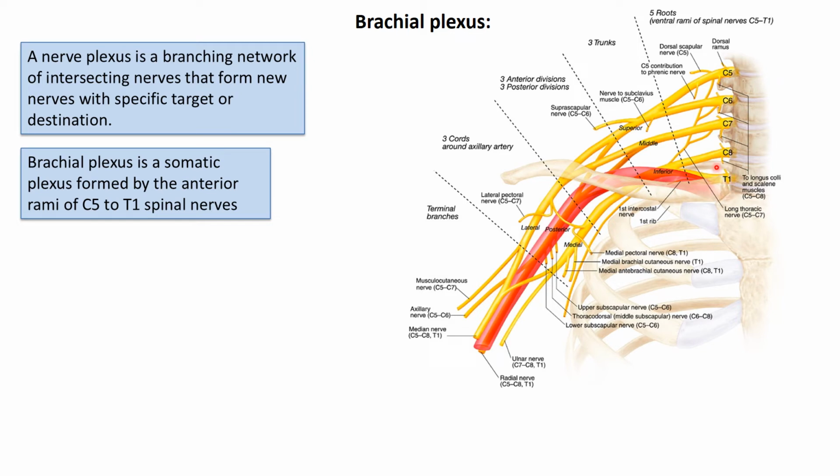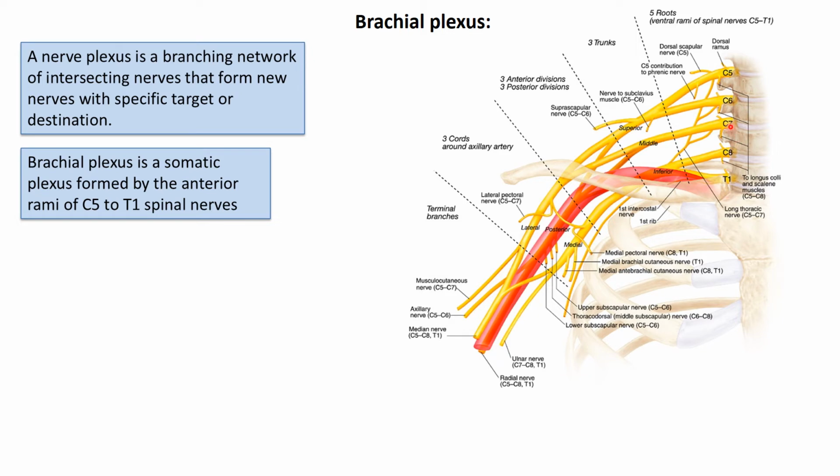Dorsal rami go to the back, and they supply the deep back muscles and the skin overlying the deep back muscles. That's all the dorsal rami will do, so don't worry about them. All you need to know about the dorsal rami, which is one of the branches of the spinal nerve, is that they provide nerve supply to the deep back muscles and skin overlying the back. All other functions are carried out by the ventral rami.